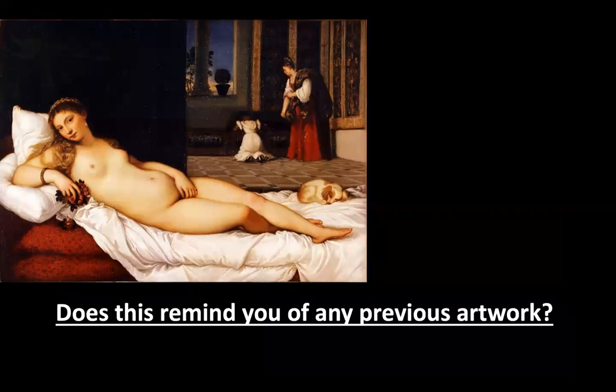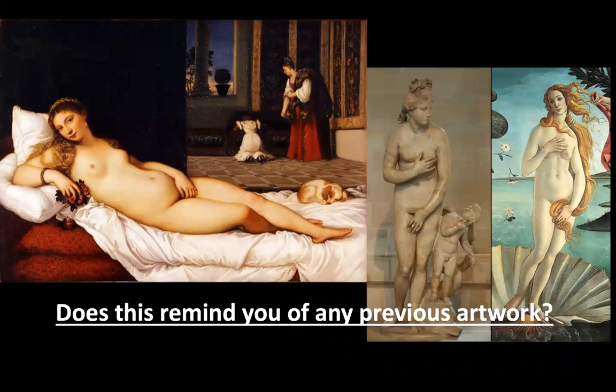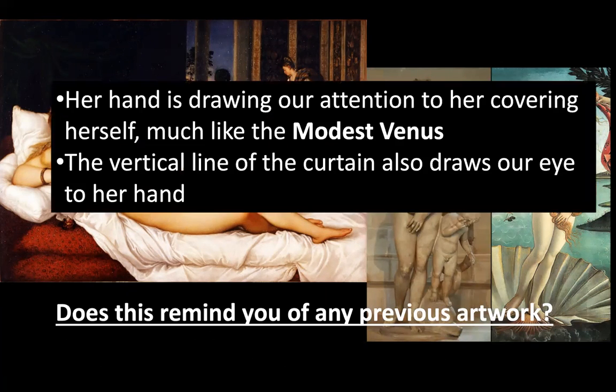All right, any other artwork come to mind with her pose? So the gesture of her hand relates back to the modest Venus that is Botticelli's inspiration for the Birth of Venus. You know, it's this idea: is she covering herself, or is she bringing more attention to her sexuality? And then the artist Titian is also using the composition to bring attention to her sexuality by drawing a straight line going right to her, right in the middle. It's something I never noticed until it was pointed out. It's like, oh yeah. So her hand is drawing our attention to her covering herself, much like the modest Venus. And then you have the vertical line of the curtain also drawing our eye to her hand.